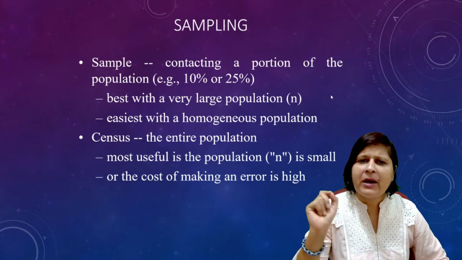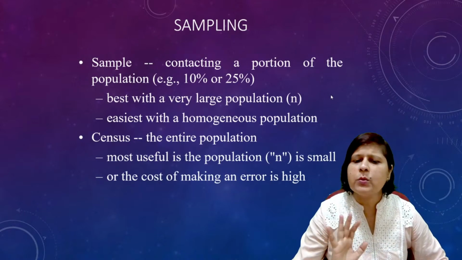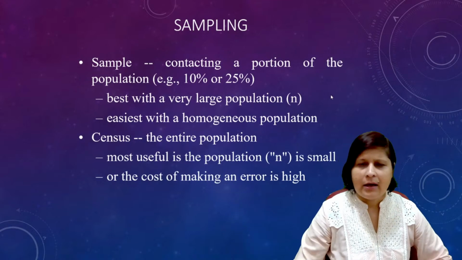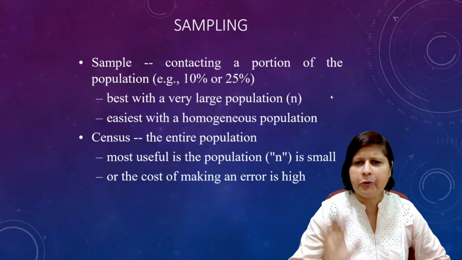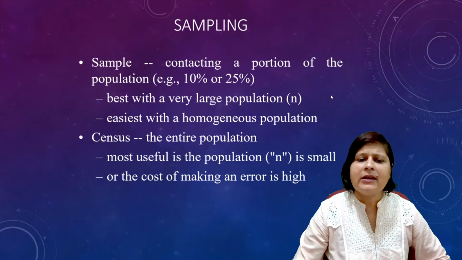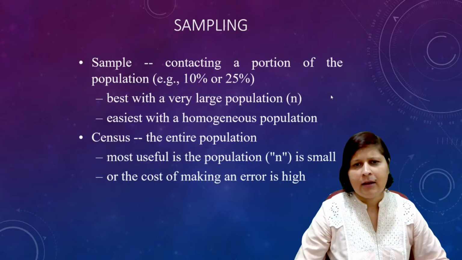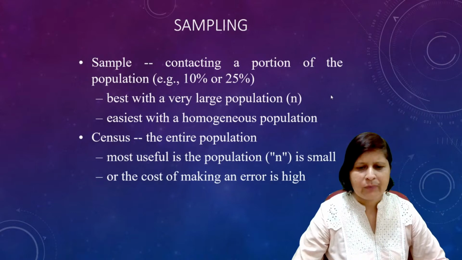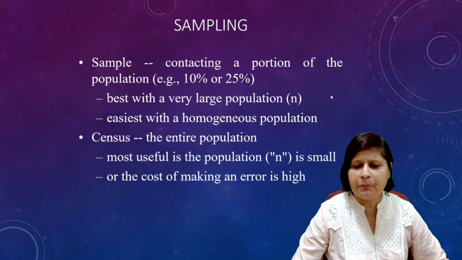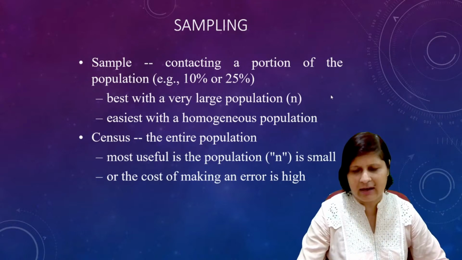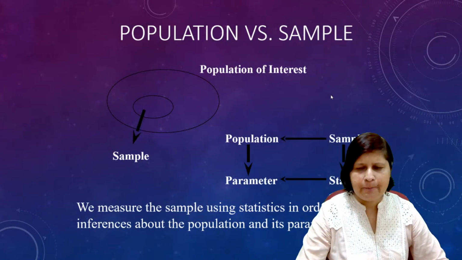Sample is denoted by small n, and 10 to 25% is best with a very large population. When the population is very large, you can take a sample of 10 to 25%. Or it is easiest with a homogeneous population. If the population is alike, homogeneous, then it is the easiest way. While census, the entire population, is most useful when the population is small or the cost of making an error is high, while population is denoted by capital N.